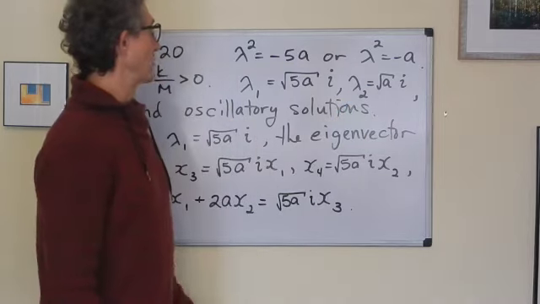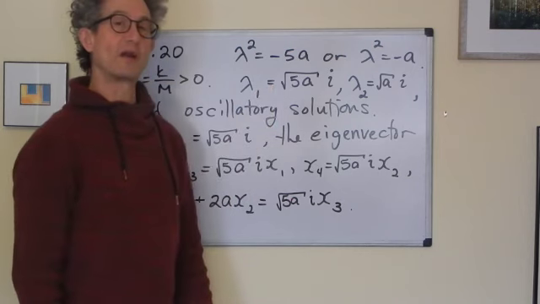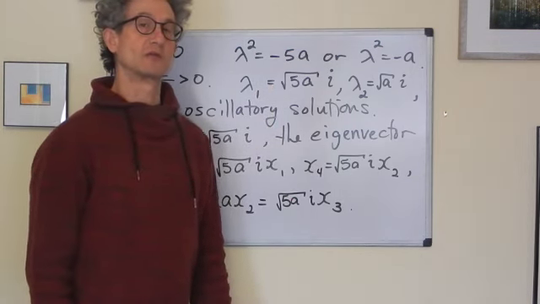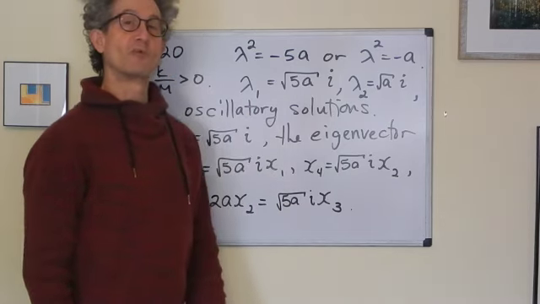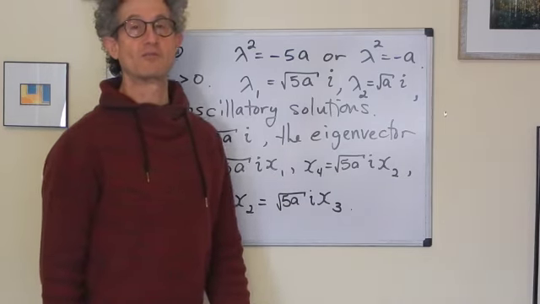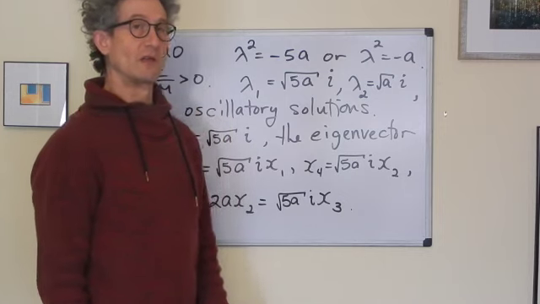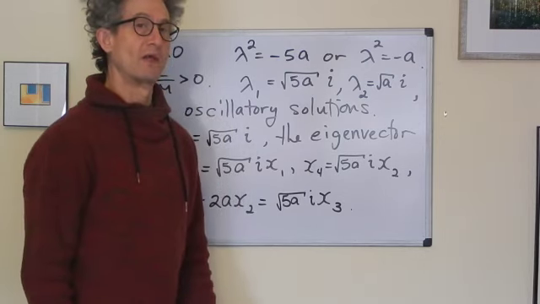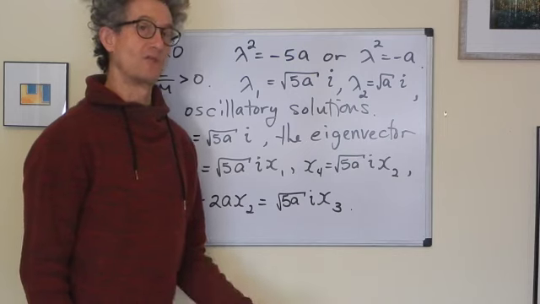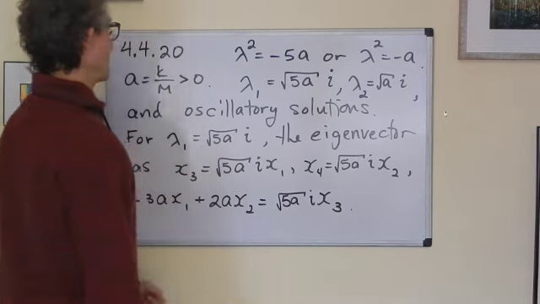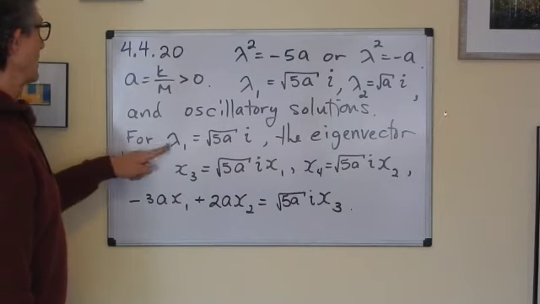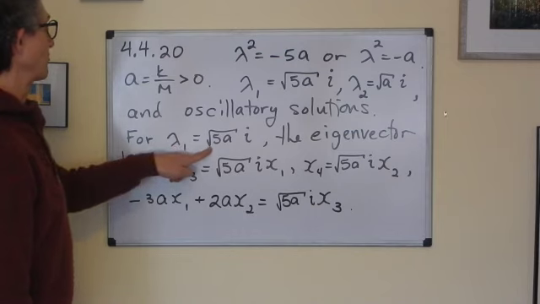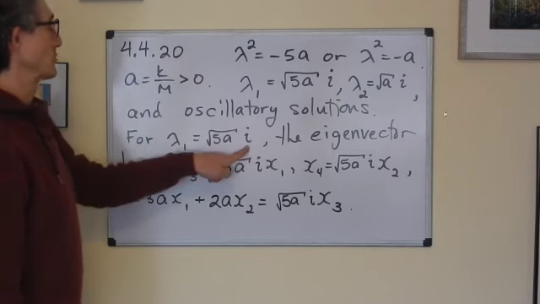Now I'm not going to worry about whether lambda 1 is plus or minus, because we're expecting oscillatory solutions, sines and cosines, with a particular frequency, and so plus or minus doesn't make a difference, just changes the coefficients of the vectors. So let's look at what we have for an eigenvector with lambda 1 equal to the square root of 5a times the square root of minus 1.